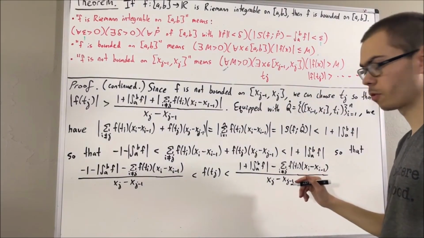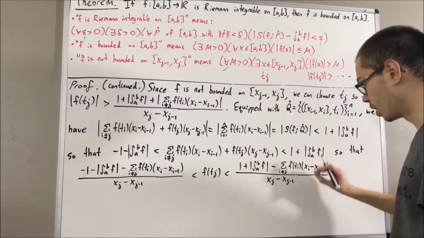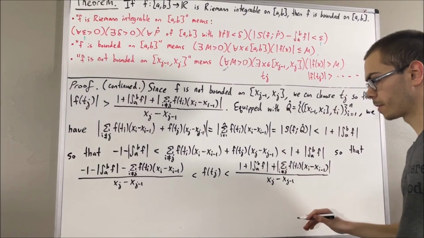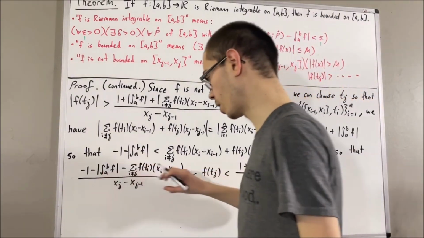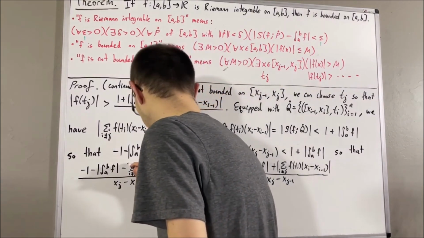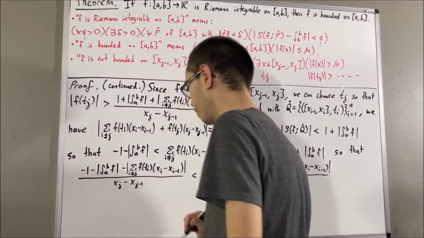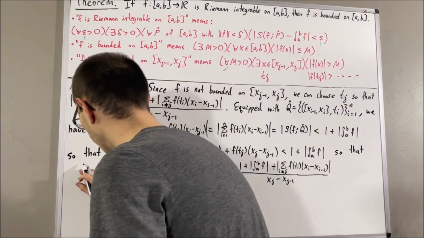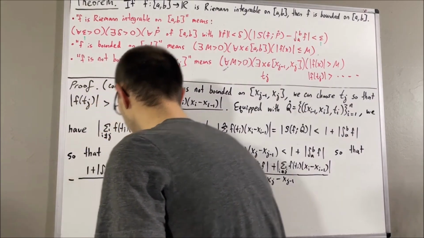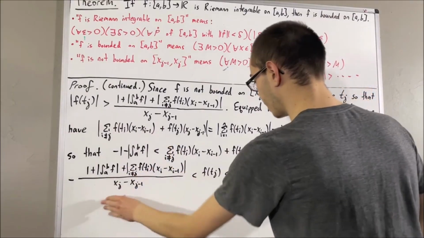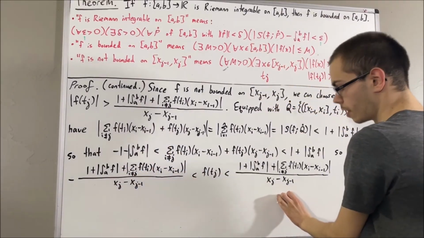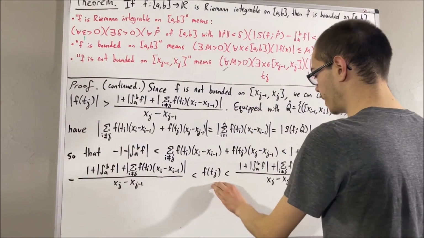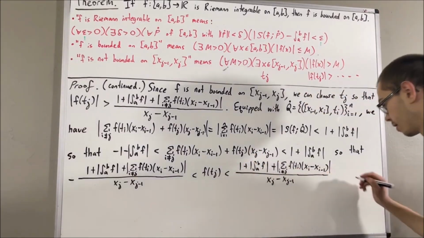But then, from earlier, we also saw that this quantity is less than or equal to this quantity. And from earlier, we saw that this quantity is greater than or equal to this quantity. And then, let's pull the negative sign to the outside of the fraction, which means we get this. But then, this is of the form negative c is less than a is less than c. And therefore, we must have absolute value of a is less than c. Or in other words, we have absolute value of f of tj is less than this quantity.